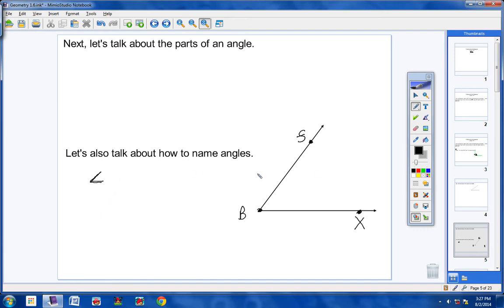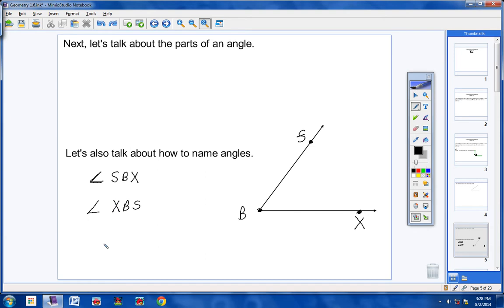So we could call this angle SBX. Please write that down. Or we could call this angle XBS. Do you notice how the vertex of the angle is always in the middle of the three letters? Do you see that okay? That has to happen. You could not call this angle BSX. That's wrong. The vertex of the angle, in this case B, has to go in the middle of your three letters. Okay, I hope you see that okay.